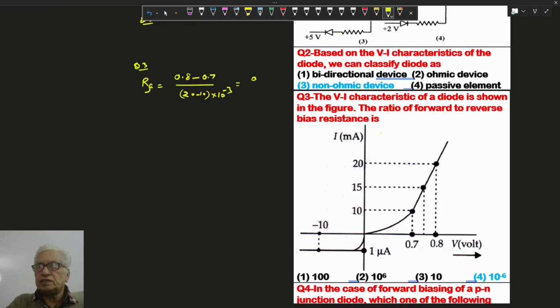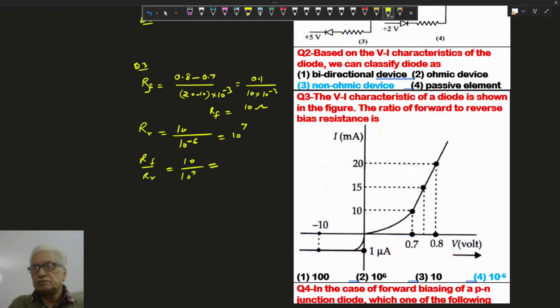It is 0.1 divided by 10 into 10 to the power minus 3, so it becomes 10 ohms. And the reverse biasing voltage difference is 0 minus 10. So 10 divided by microampere, that is 10 to the power 7. So the ratio of forward and reverse biasing resistance will be 10 upon 10 to the power 7, which is 10 to the power minus 6. So option 4 is correct.